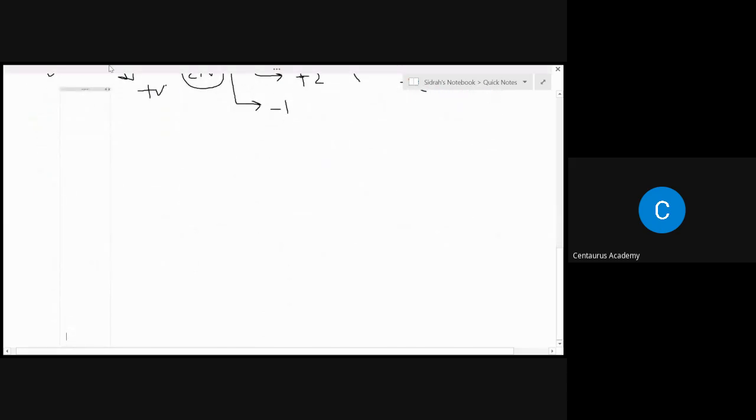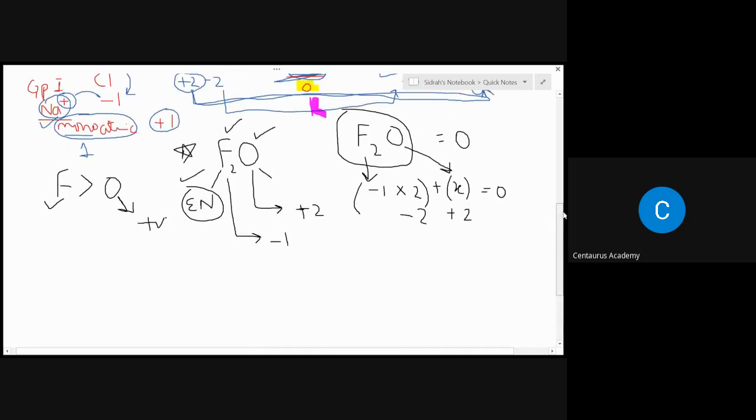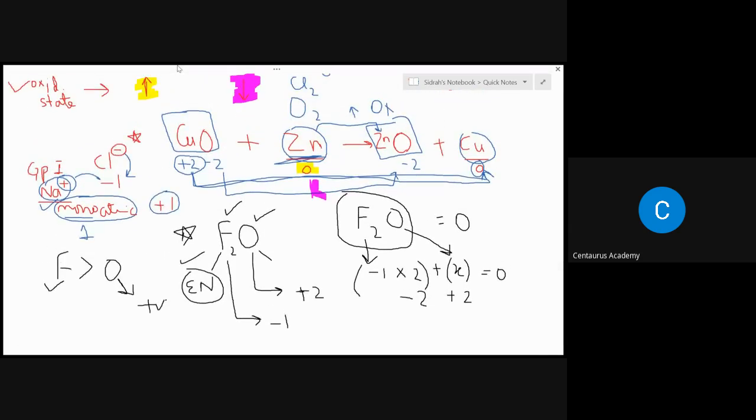Let's do some more examples. Yes, any questions so far? Miss, in the previous equation, how did you get +2 as zinc's charge? Wait a minute, let me scroll it up. Yes, which one are you asking? Zinc oxide. How did you come to get +2 as zinc's charge?